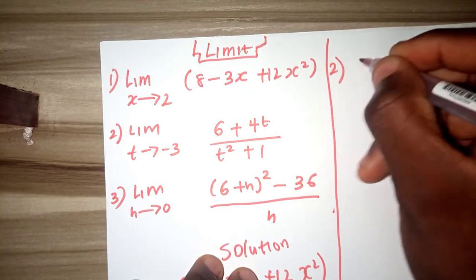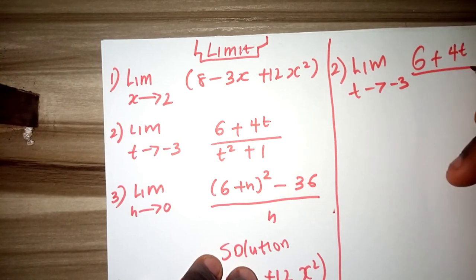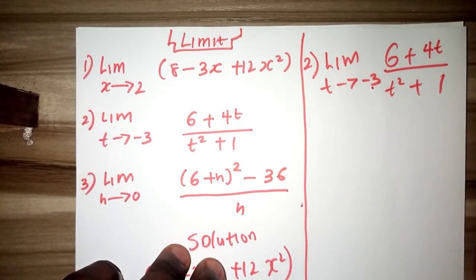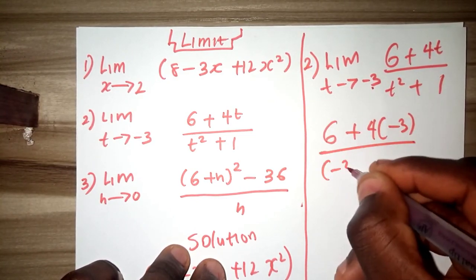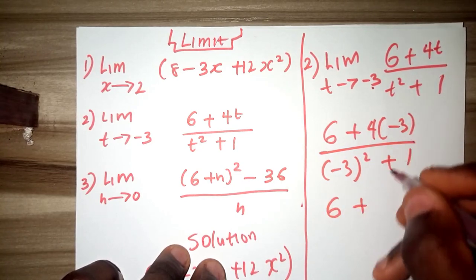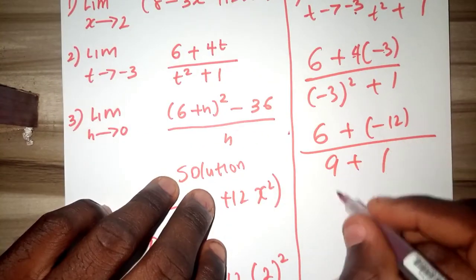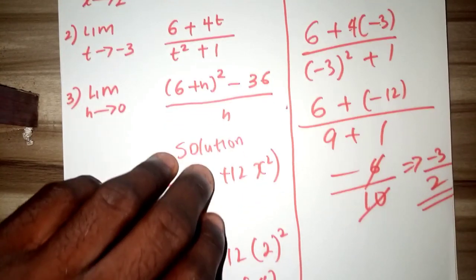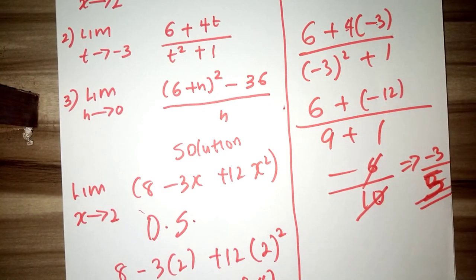So let's solve number 2 now. Limit t approaches minus 3 of 6 plus 4t over t squared plus 1. Now let's try to input our minus 3 here, by direct substitution. We have 6 plus 4 in bracket of minus 3 over minus 3 squared, which is 9, plus 1. So 6 plus minus 12 over 9 plus 1. So you are having minus 6 over 10. This one will give us minus 3 over 5, because 2 here divides 6 to 3, and 2 here divides 10 to 5. I hope you understand this.